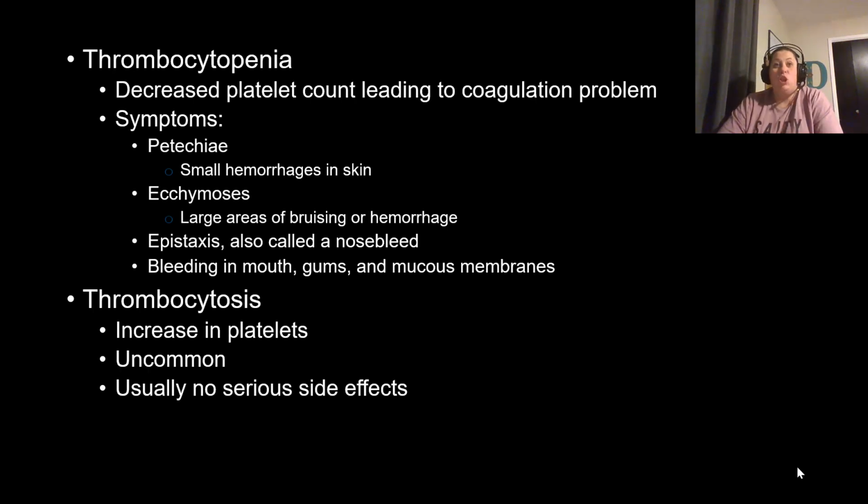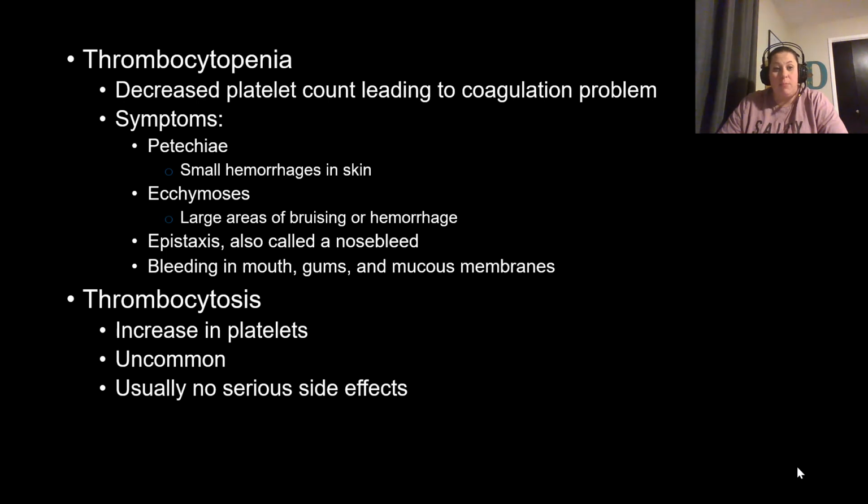Thrombocytopenia is a low platelet count or thrombocyte count. This is a decreased platelet count, which leads to coagulation problems. So we'll see symptoms like petechiae, which are small hemorrhages found in the skin. They almost look like a little pin rash. We also see that there could be ecchymosis, which is large areas of bruising or hemorrhaging. Epistaxis, which is nosebleeds, and bleeding in the mouth, gums, and mucous membranes may also occur.